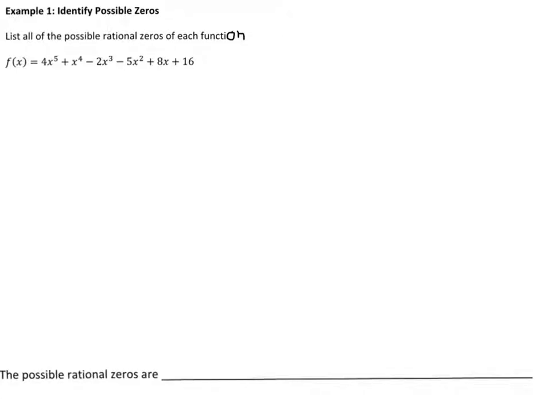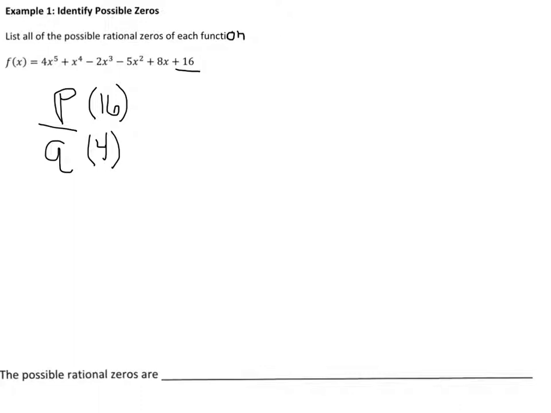On example 1, we're identifying possible zeros. We have to list all of the possible rational zeros of each function. The way we're going to do this, we have a special formula. We're going to use P over Q, where P is the factors of the constant term, and in this case 16 is the constant term. So I'm just going to write 16 next to our P. And then Q is the factor of the leading coefficient. So we want to look for the largest coefficient, and we see that 4x to the 5th has the largest coefficient. So we know that our Q value is going to be 4.